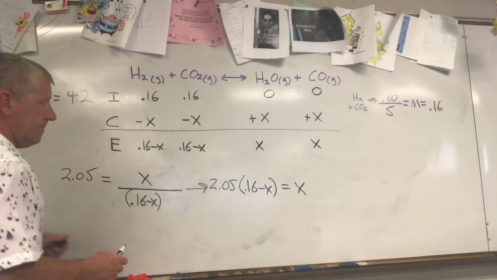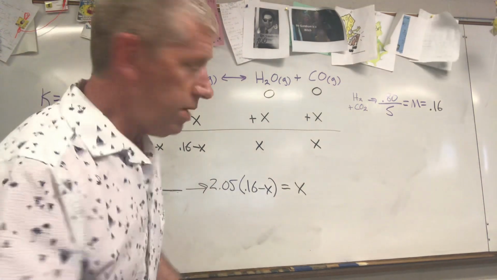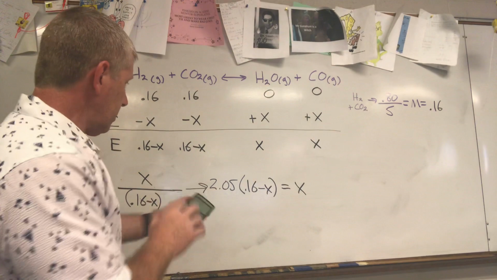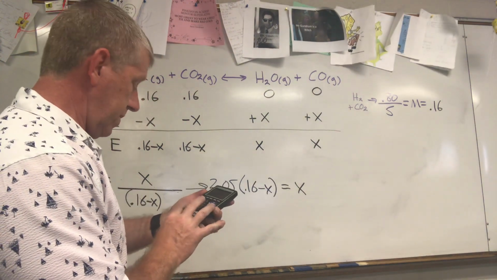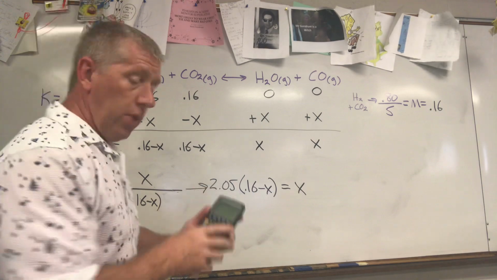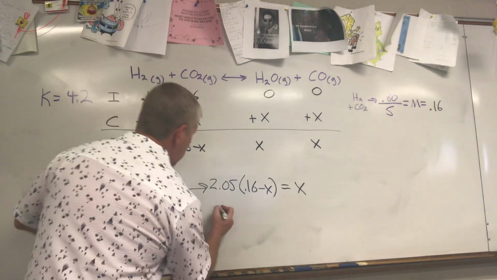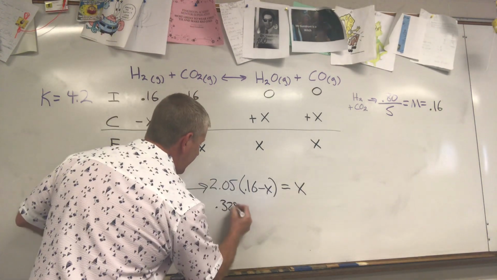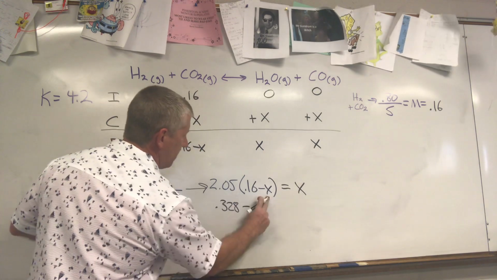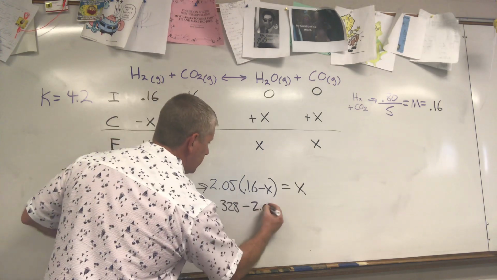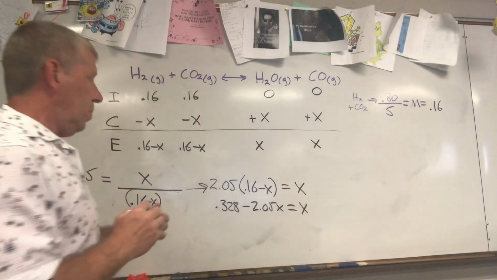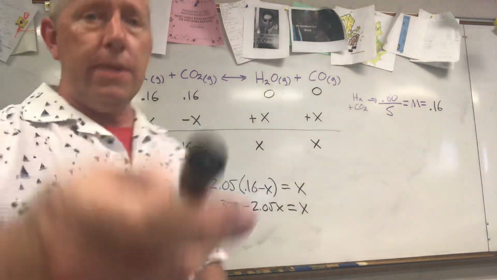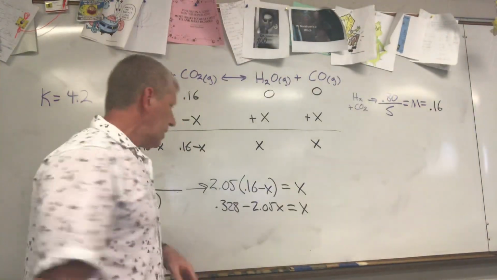All right, so let's see. I'm running out of room here. I will multiply 2.05 times 0.16. I get 0.328. So 0.328 minus 2.05 times x equals x. Whew. All right. Oh, I'm getting the low battery on here. Oh, jeez. All right. Well, don't worry, we're almost done.